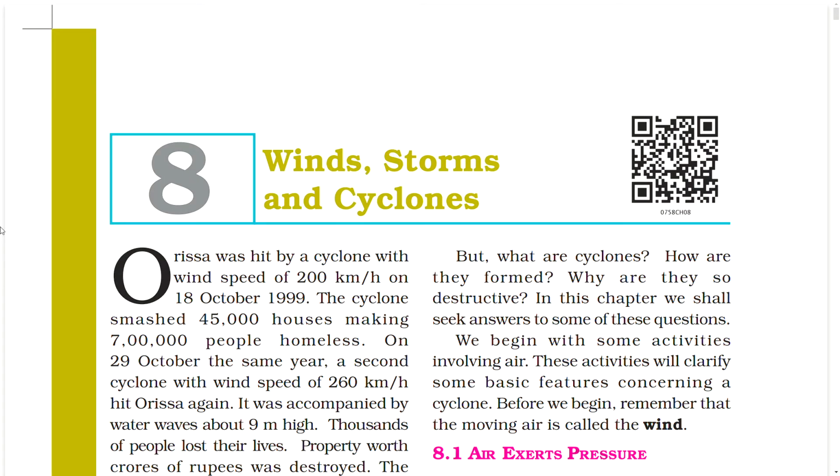But what are cyclones? How were they formed? Why are they so destructive? In this chapter, we shall seek answers to some of these questions. We begin with some activities involving air. These activities will clarify some basic features concerning a cyclone. Before we begin, remember that the moving air is called the wind.